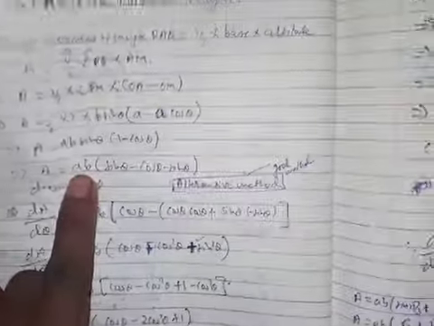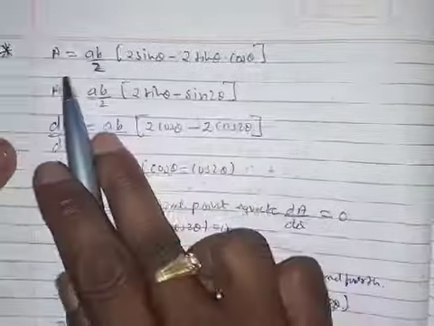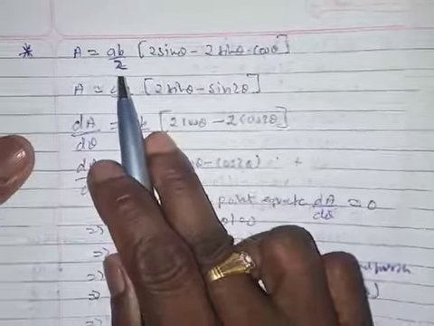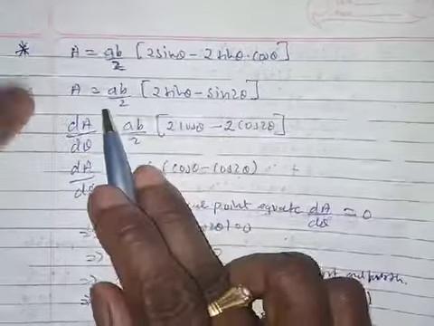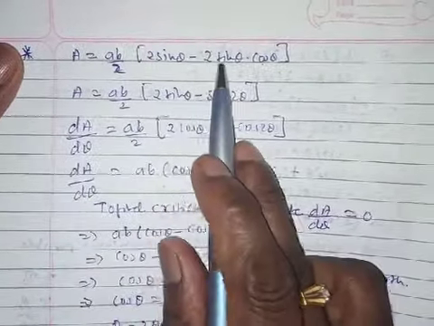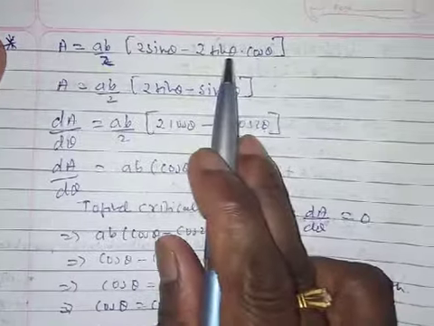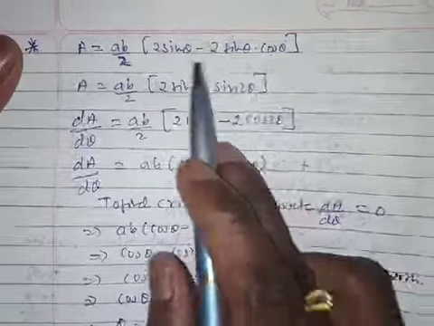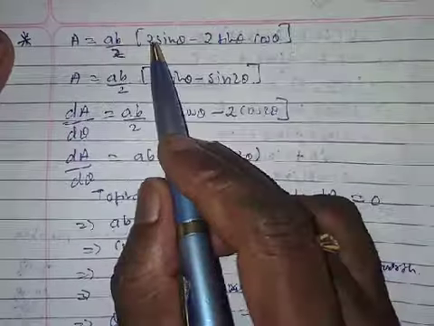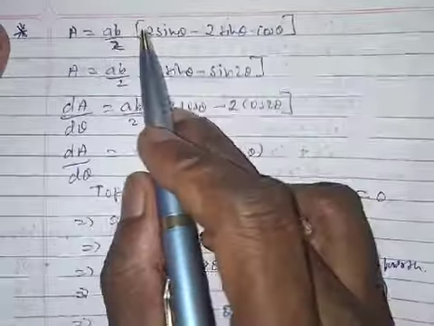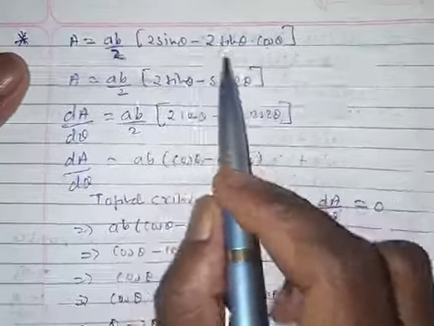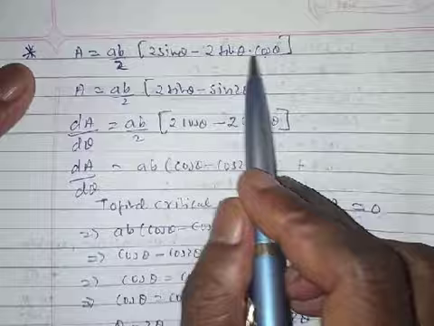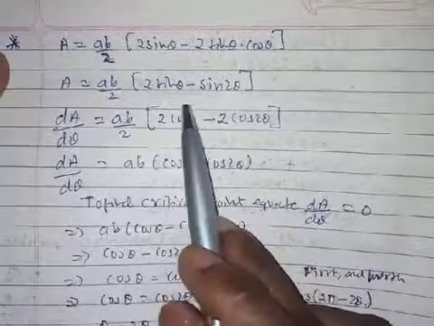Don't do this one. After this, you start from here again. This is the shortcut method. So A is equal to ab by 2 into (2 sin theta minus 2 sin theta cos theta). Here 2 sin theta cos theta is sin 2 theta. Therefore we multiplied both sides by 2 and took half. Understand? So it becomes 2 sin theta minus sin 2 theta, and we know that 2 sin theta cos theta is sin 2 theta. So it will be easy, therefore we did this.